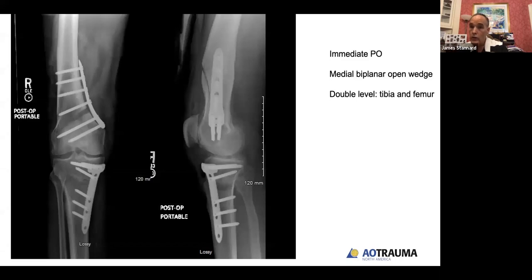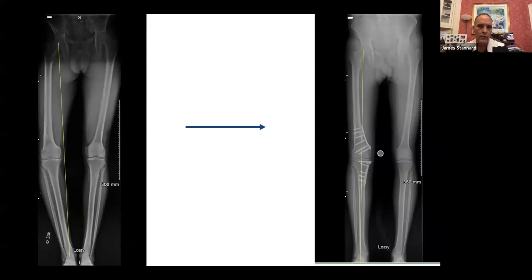Another question, do you use the osteophytes as bone graft in the osteotomy site? I normally don't. I don't think the quality of osteophytes is good. I don't think you want to use those for sure.